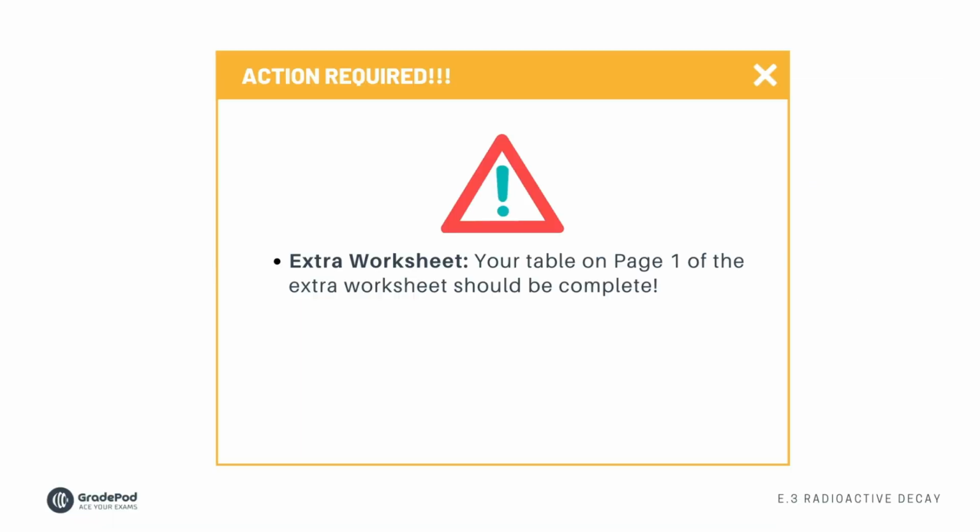Given all that information about alpha, beta minus, beta plus, and gamma radiation, the first page of your extra worksheet, and that's the table we've been working on, should be full and ready for you to learn all that information. It's just a hard fact that this information needs to be memorised to make sure you can answer properly the questions on radioactive decay.